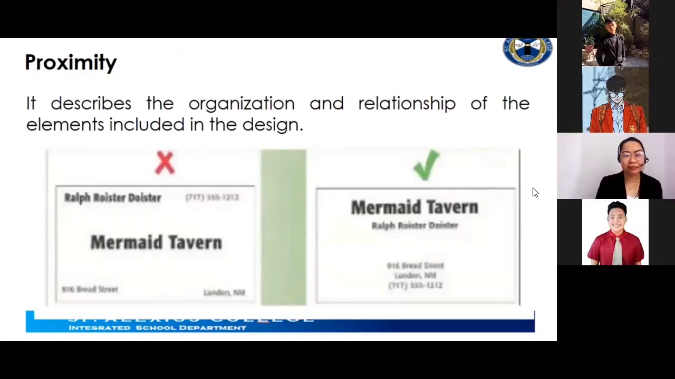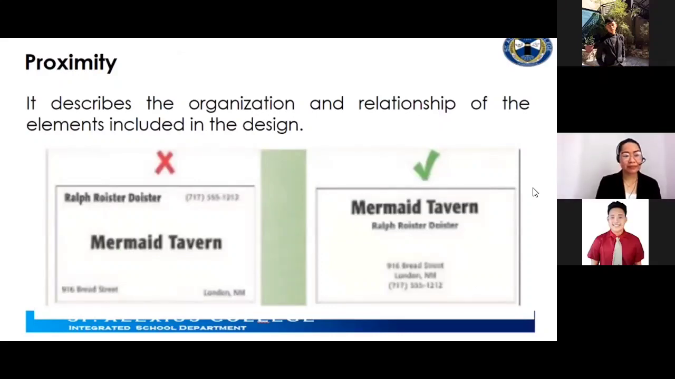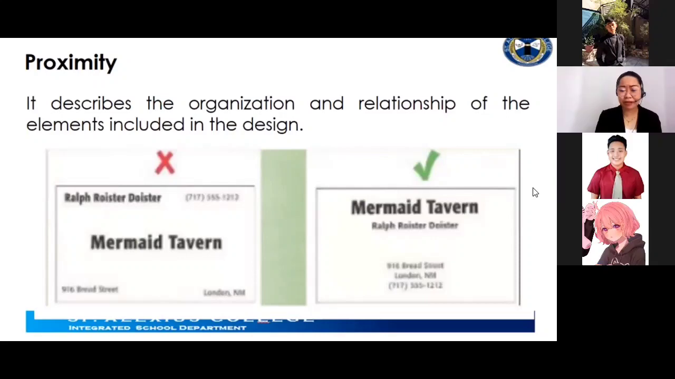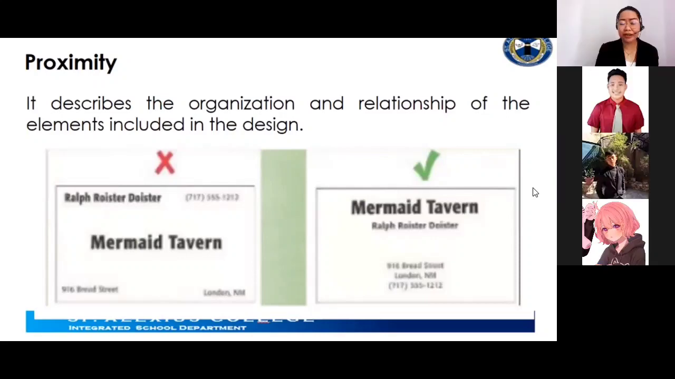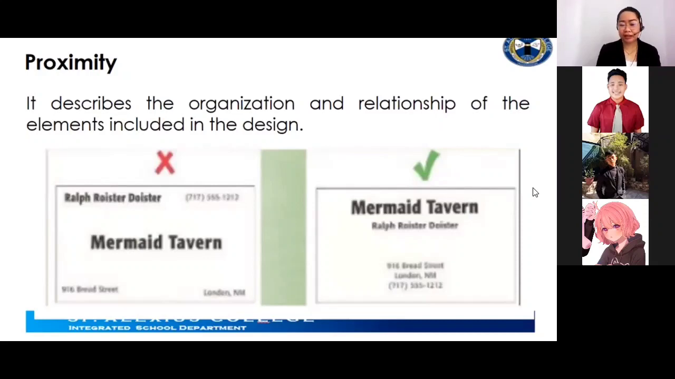Yes, John Rods? The arrangement of the text and the image, or sa editing. Yes, very good. The arrangement of text or of the elements that you are using in making infographics, or text or images or whatsoever. Okay, proximity describes the organization and relationship of the elements included in the design. So look at this one. Example, if you can see here, the picture with the X sign, the placing of the elements or the text, okay?